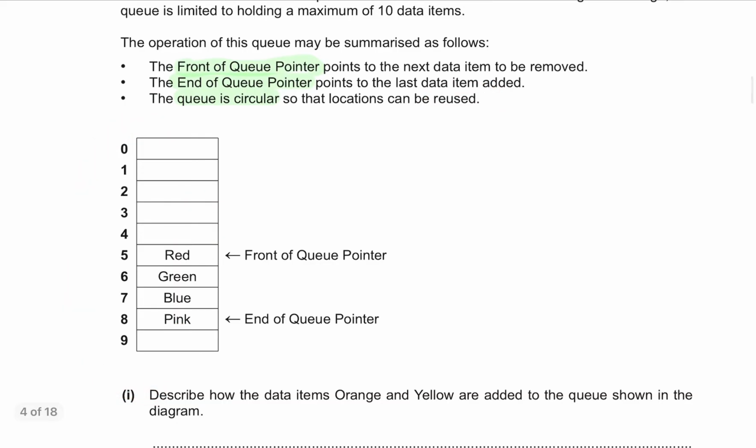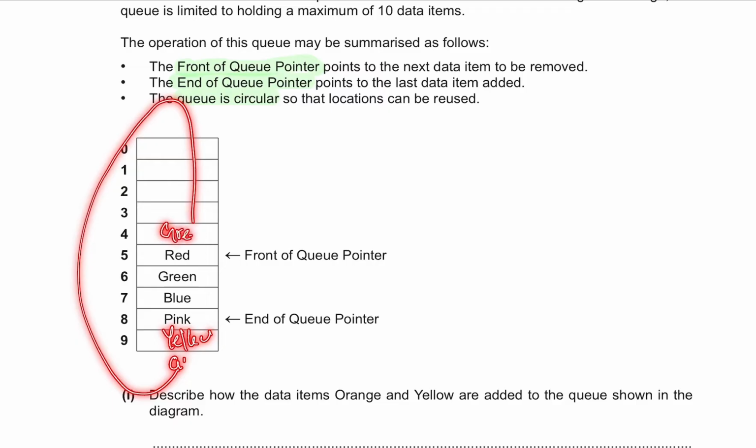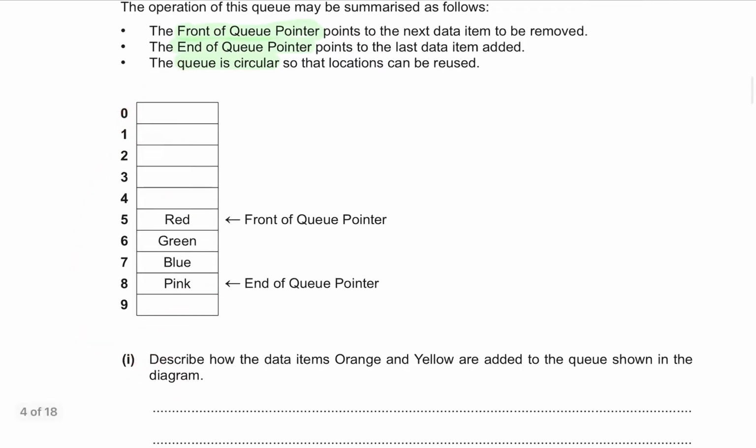The front pointer points to the next data item to be removed. This item will be removed. End of queue, last item added. So this is the last item added. This is the first item which was added already. So if there is yellow and if there is green, then green will come here. Okay? Because it's in a circular manner.